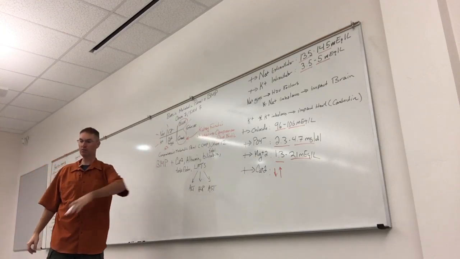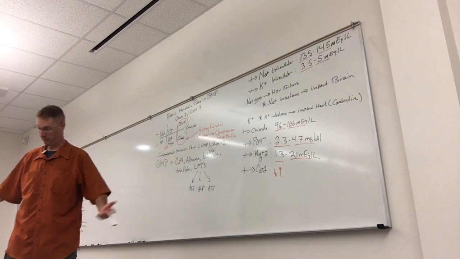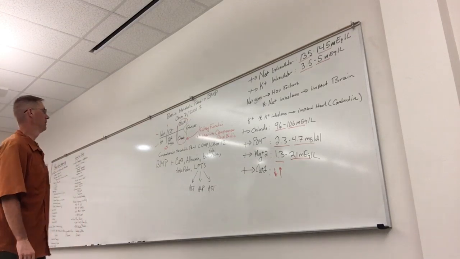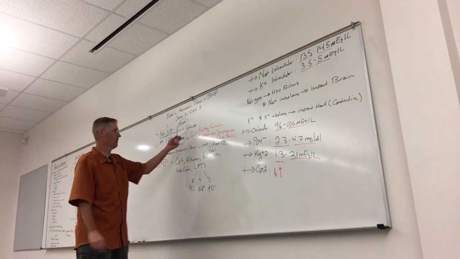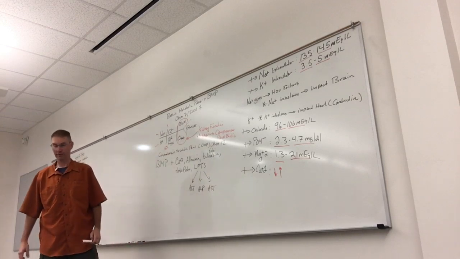There are lots of things that can do that. Even just being dehydrated can cause the BUN and creatinine to go up. All right. And glucose, well, hopefully glucose is pretty self-explanatory.